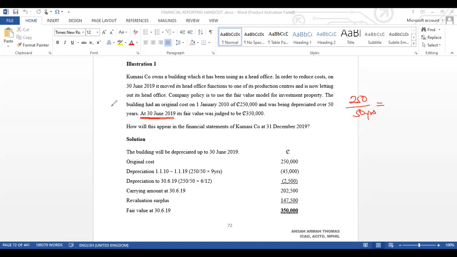And when you count up to January 2019, that gives you 9 years. Then you add half from January to June. So when you do that correctly, for the 9 years, you have 45,000. Because this one gives you 50 per year. It's 5 per year, sorry, not 50. So it's 5,000 per year. So multiply by 9 years, you get 45,000.